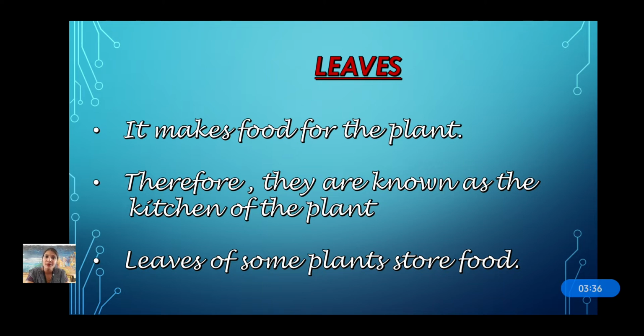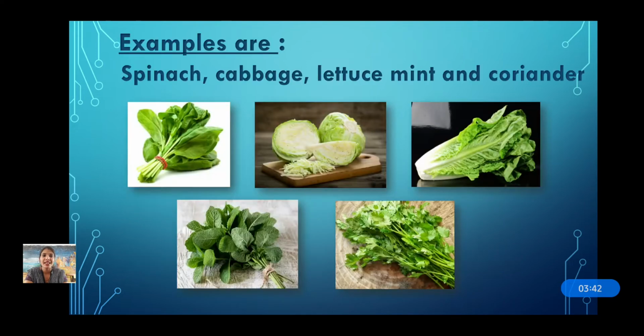Now leaves of some plants store food and can be eaten by human beings. So which leaves can be eaten? Yes, you're right. Spinach, cabbage, lettuce, mint and coriander. Now you might be thinking that cabbage looks like a round ball, and how can it be a leafy vegetable? But can you see some overlapping things on each other? Yes, they are leaves. That's why cabbage comes under the category of leafy vegetable.